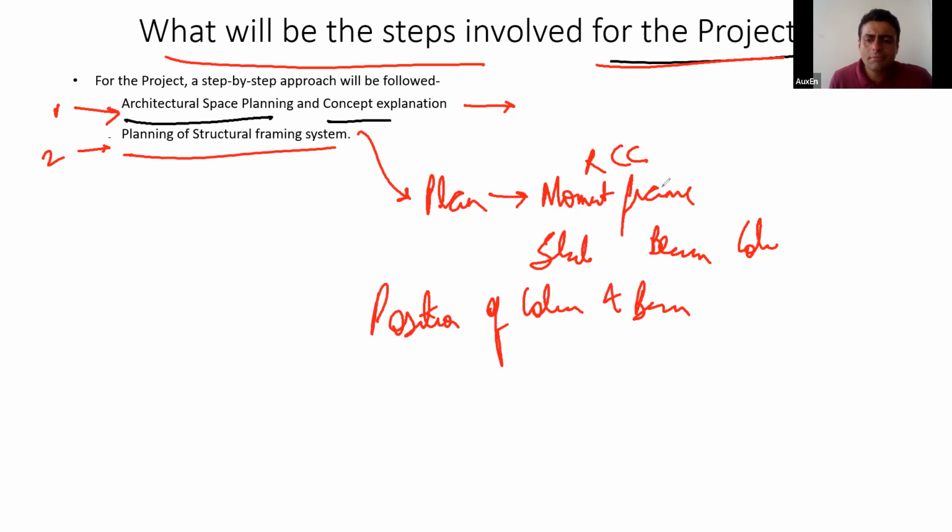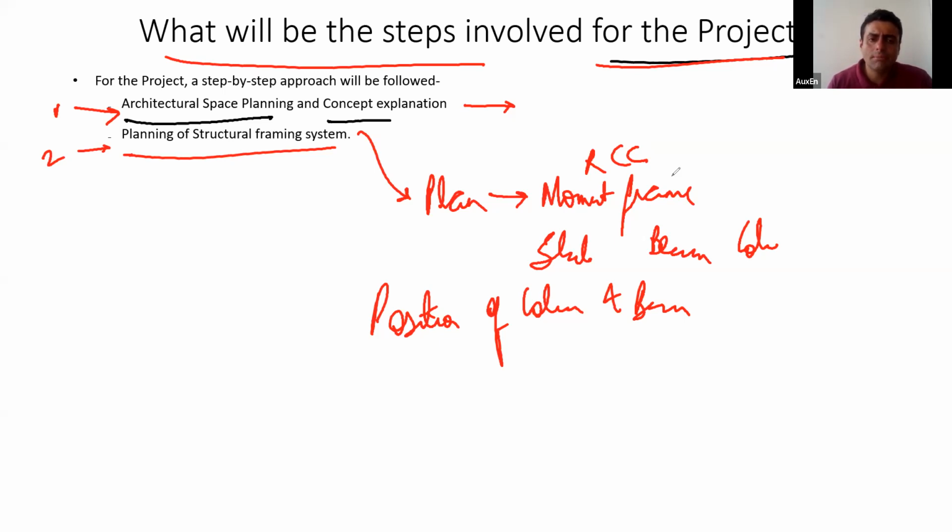Slab position, of course, does not matter because you have to place the slab anyway, covering the entire floor. So slab position is not important, but to finalize the position of beams and columns is very essential. You have to place your columns in such a way that they do not obstruct the architectural planning or the space utilization, and your beams should also be planned in a way that they do not obstruct the overall aesthetic view and the overall space utilization.